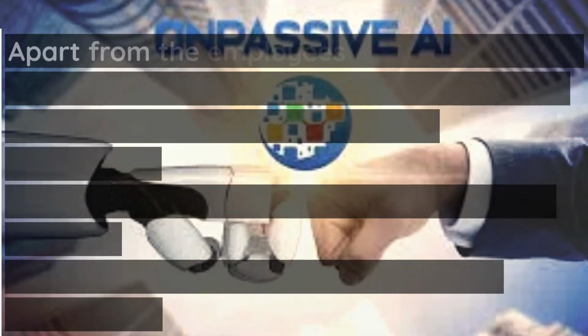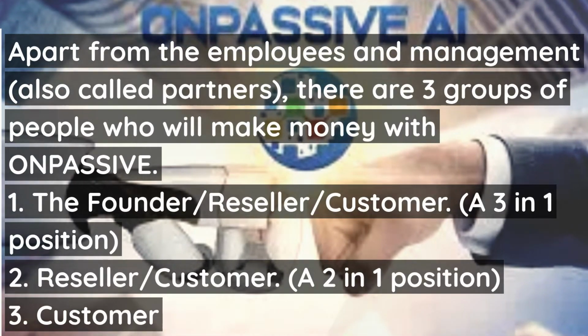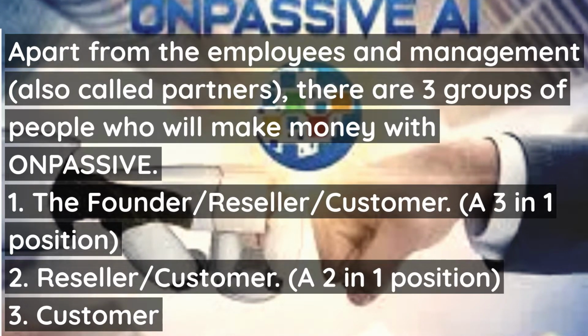Apart from the employees and management, also called partners, there are three groups of people who will make money with ONPASSIVE. 1. The founder, reseller, customer. A 3-in-1 position. 2. Reseller, customer. A 2-in-1 position. 3. Customer.